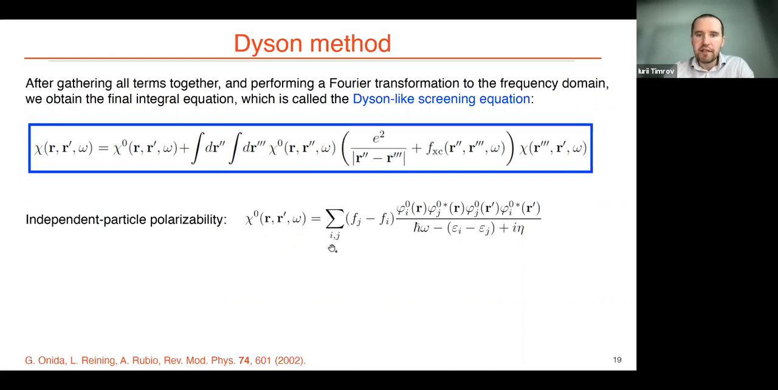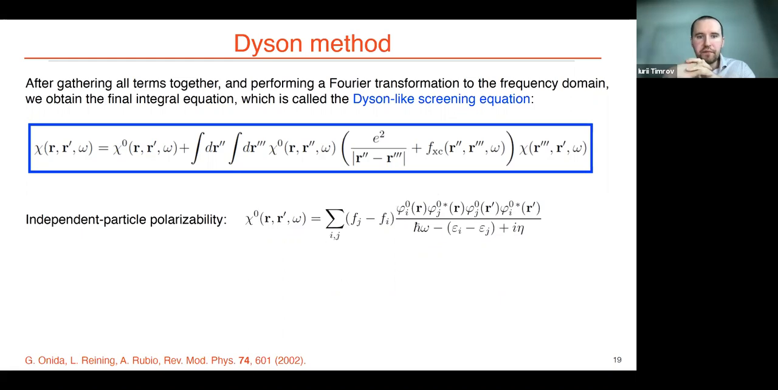We have a summation over indices i and j. They label valence and conduction bands. It depends on the functions f_i and f_j, which are Kohn-Sham occupations. It depends on one-electron Kohn-Sham wave functions, static ones, divided by h bar omega, which is the energy of the incoming photon, minus the energy difference between conduction and valence bands, plus i eta. Eta is an infinitesimal number, just to regularize the problem.